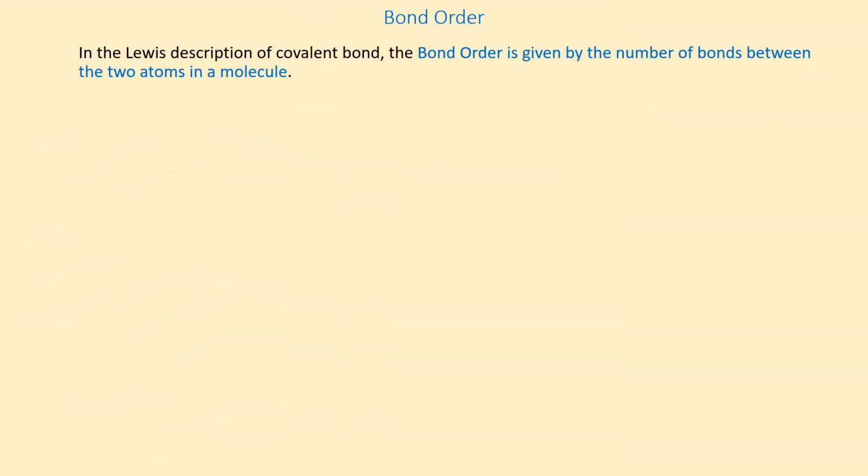In Lewis' description of covalent bond, the bond order is given by the number of bonds between two atoms in a molecule. Hence, bond order is the number of bonds between the two atoms in the molecule. Isoelectronic molecules and ions have identical bond orders.